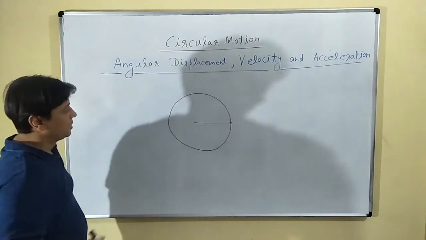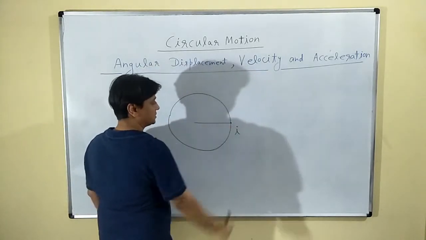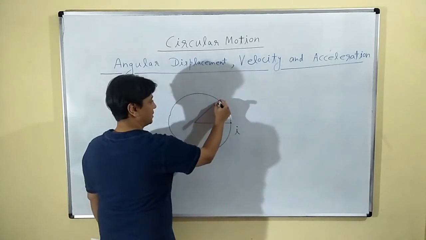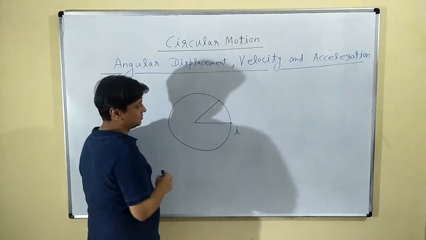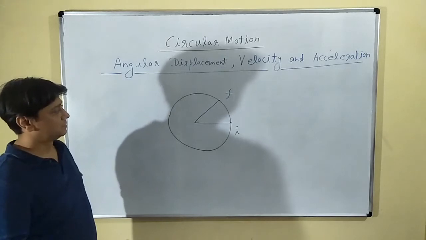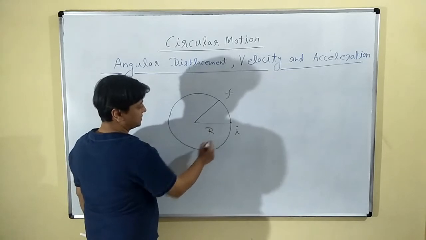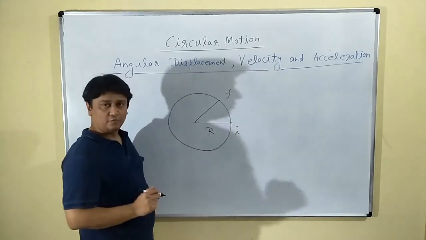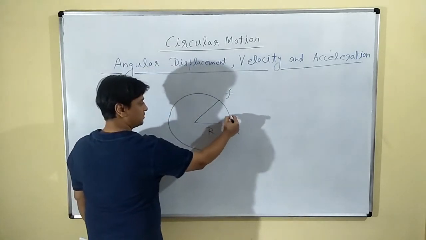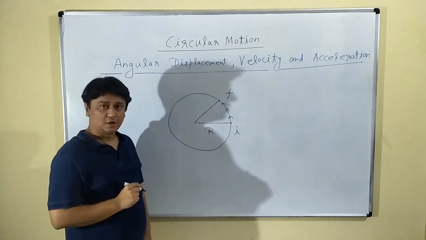Suppose our object is at this position, the initial position, and after some time it is found at this position, the final position. Initial, final, radius is r. Now we already know two things. This path length is called what? Distance.